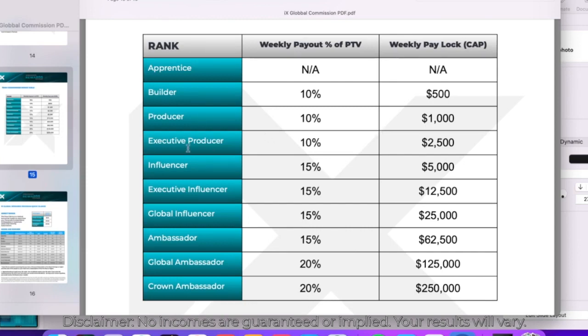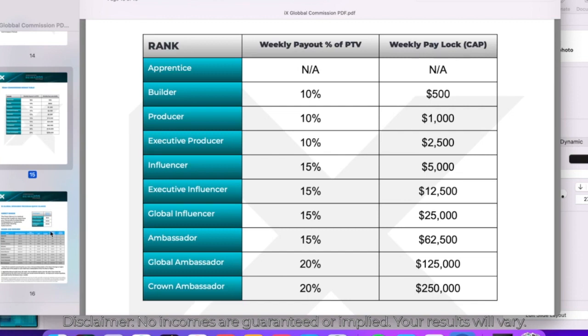So with the pay rank, what this means is, if we're looking at the comp plan here, let's go back to the PDF. Let's look at executive producer for a second. That means that as an executive producer, if you're at 10%, your weekly pay, your check on your dual team only, that's your dual team only, is $2,500.